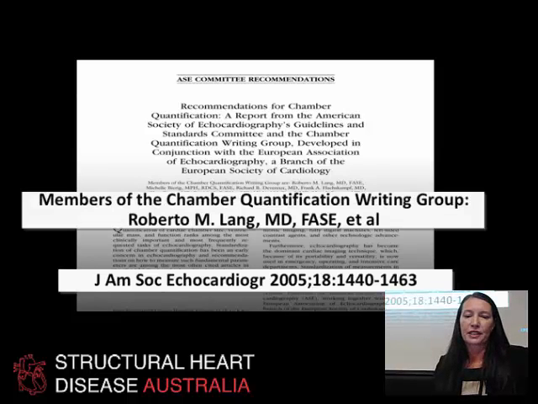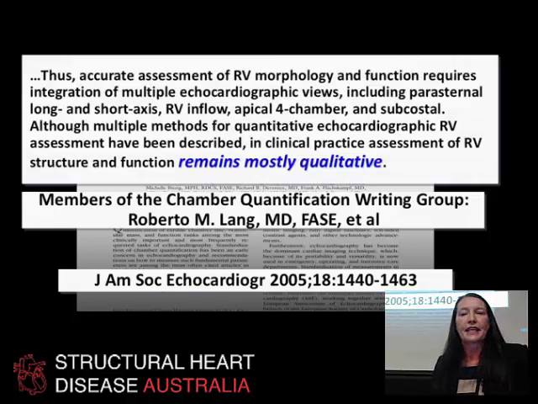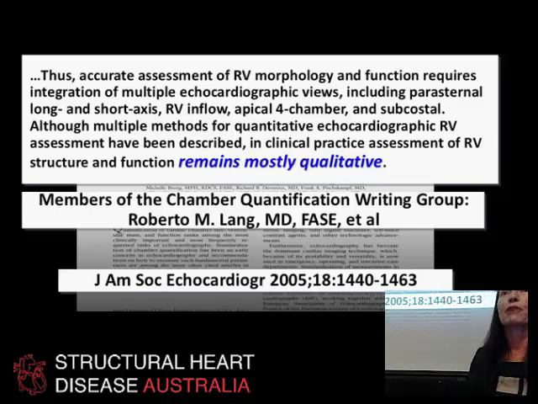So where did it all start? In 2005, we had the members of the Chamber Quantification Writing Group, headed up by our colleague Roberto Lang. And in this document, there's a lot of attention paid to the left ventricle, but not an awful lot to the right ventricle. And as you can see here, while accurate assessment of RV morphology and function requires integration of multiple views, the structure and function remains mostly qualitative in this document. So this is 2005, and I'm pleased to say we've come a long way since then.